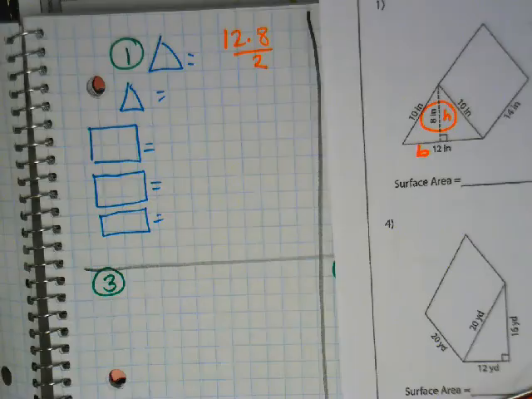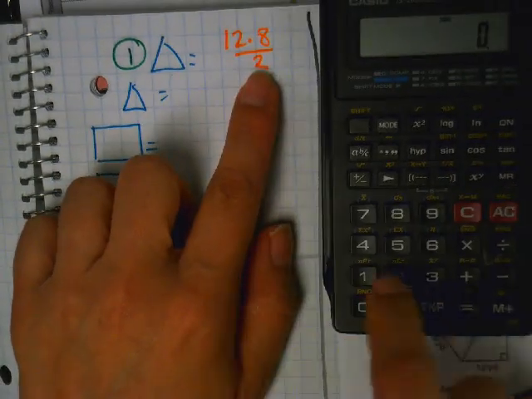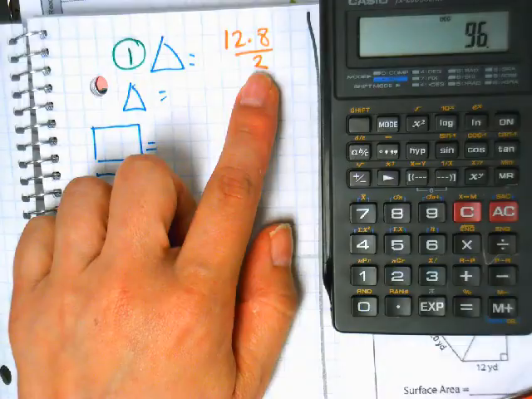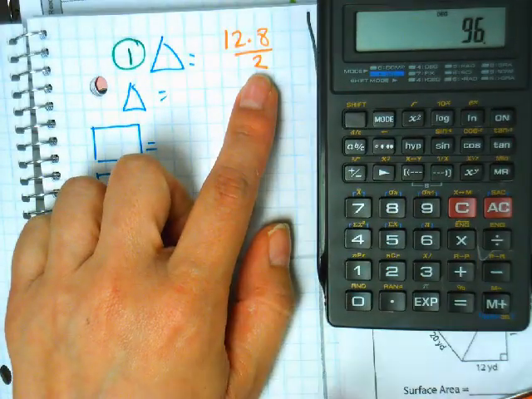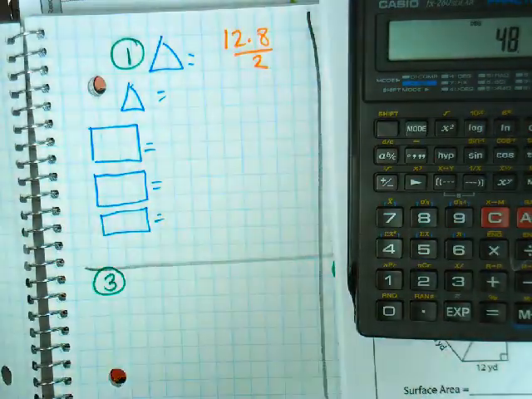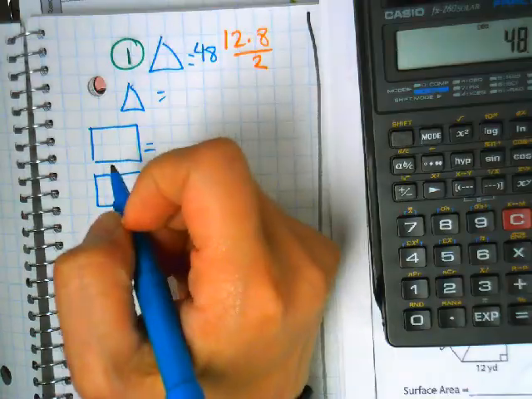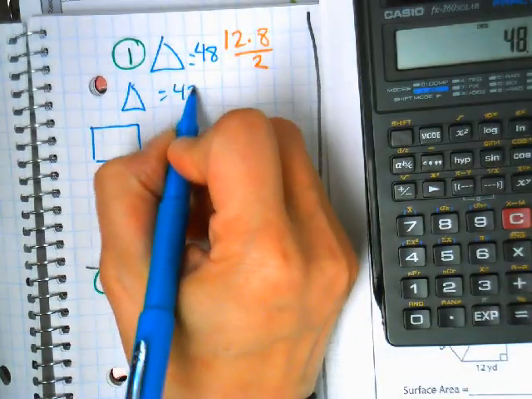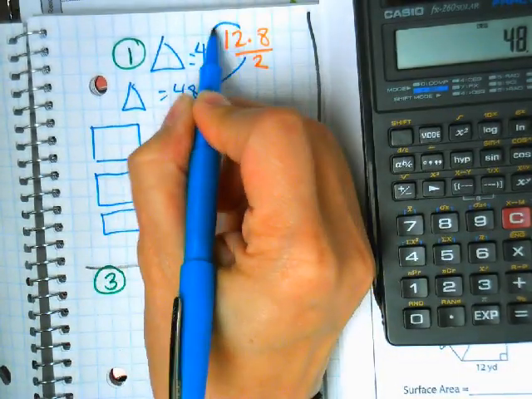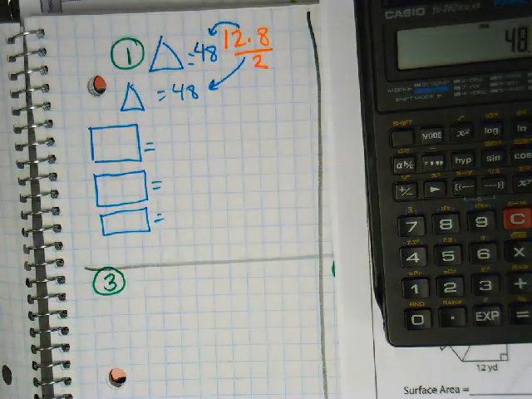Okay. Using your calculator. 12 times 8 divided by 2. What do we get? 48. So this triangle equals 48. What does your other triangle equal? So both of the triangles are 48 because 12 times 8 is 96, and then we got to do 96 divided by 2.